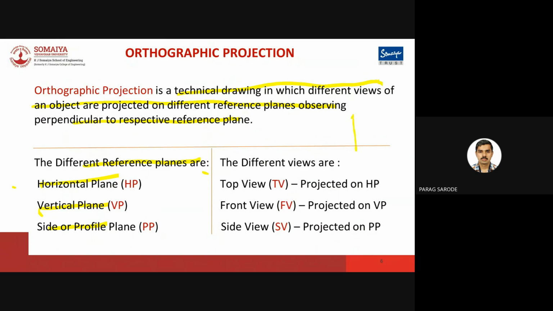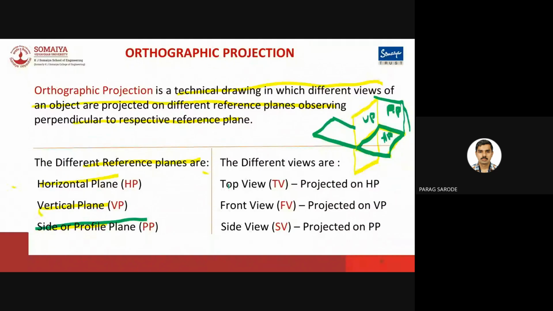Let us take this vertical plane. What is the vertical plane? Let us take the horizontal plane. This is the horizontal plane, and this is the vertical plane. Now there is one more plane: the side or profile plane. So let us lay them out.